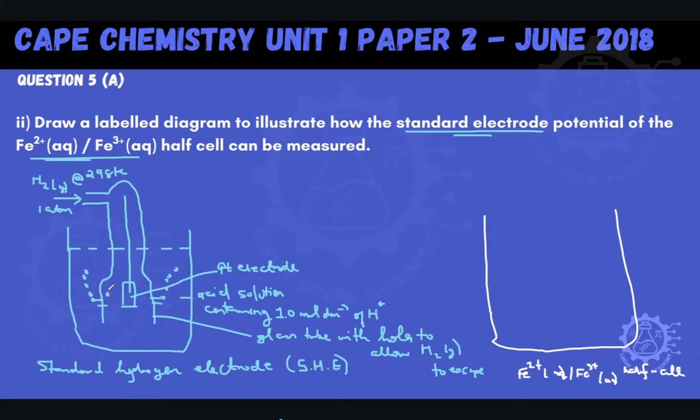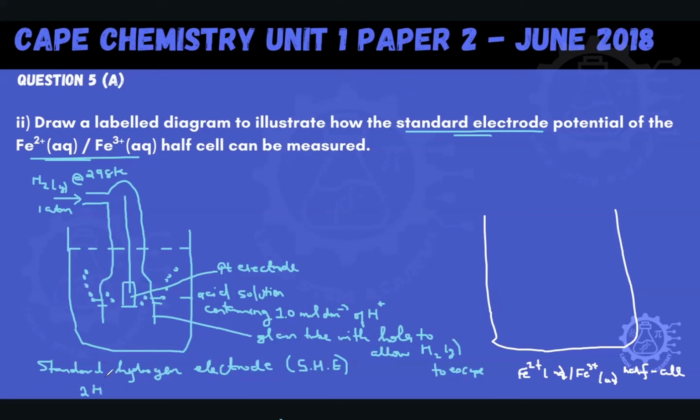And so we'll have some bubbling all throughout, right? And then they can escape through those holes that are in the glass tube. Okay. And then from a reaction standpoint, generally this is how we show what's happening at the SHE.